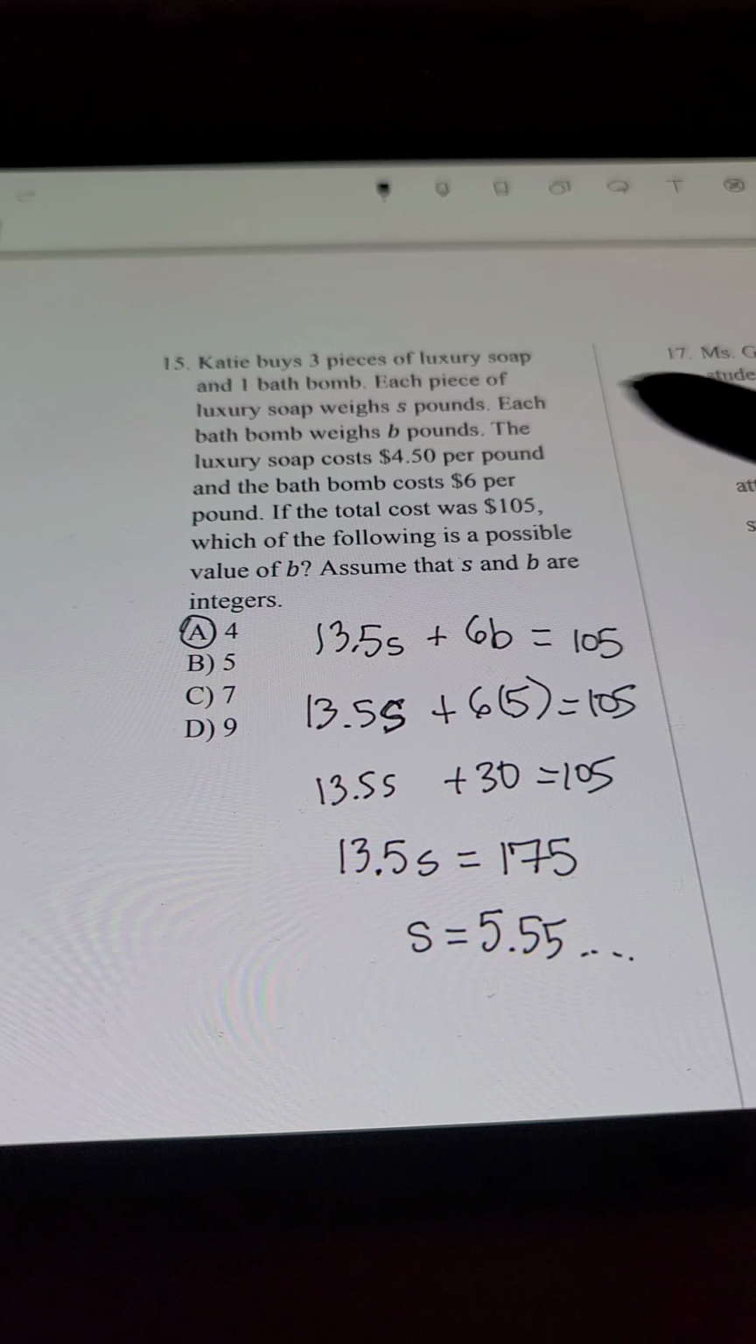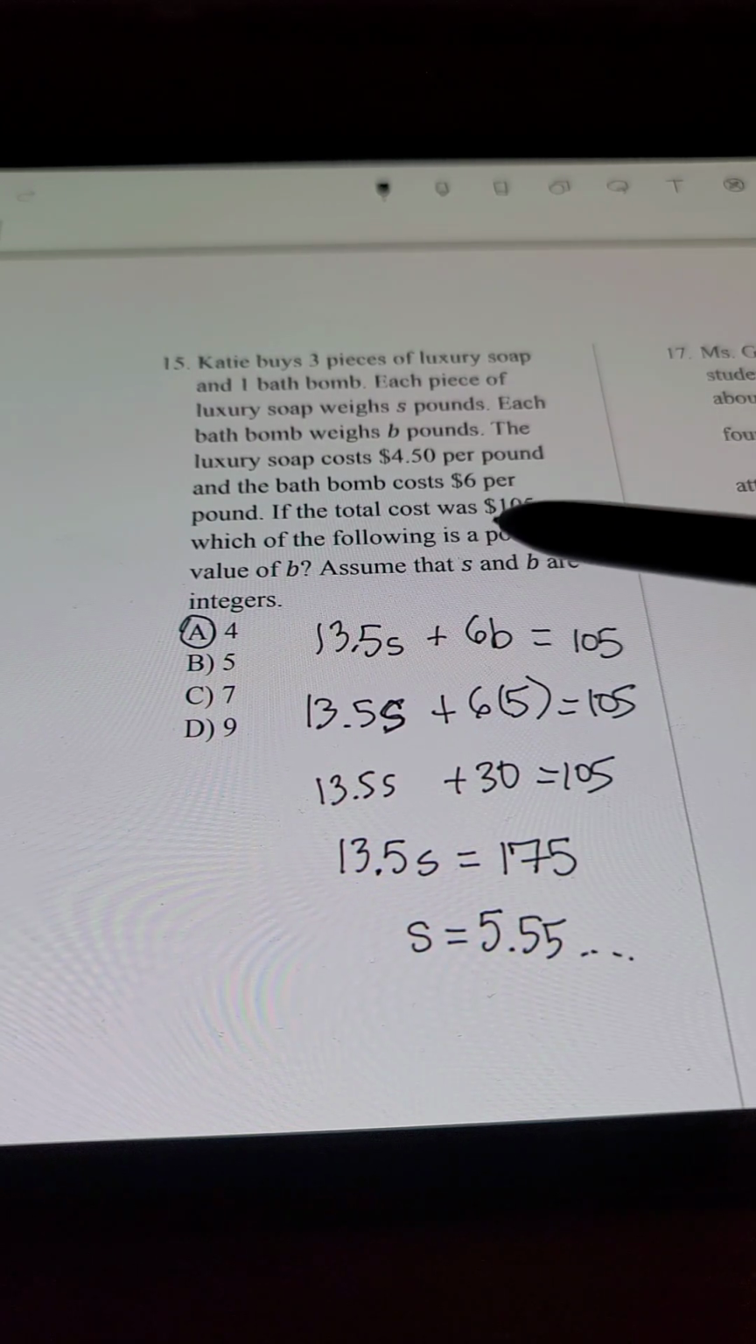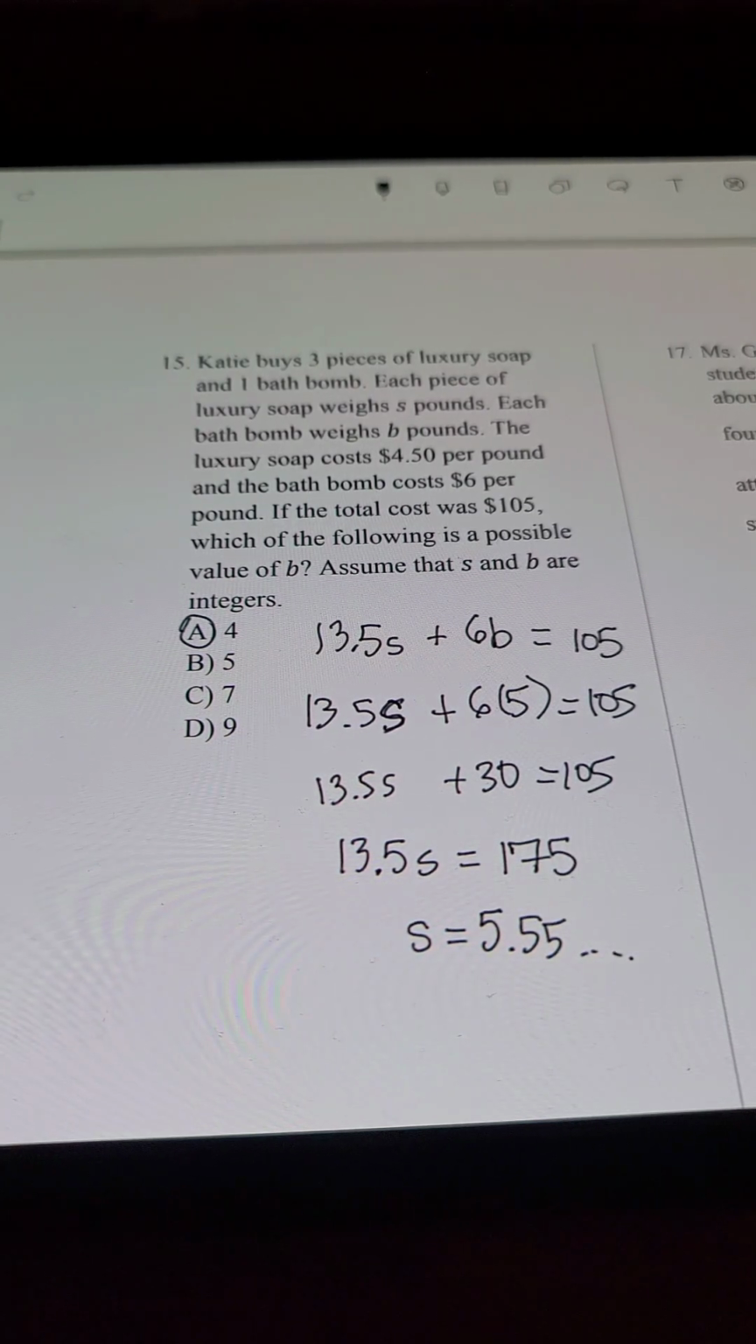5.55, repeating. So that is not an integer. Think of an integer as counting numbers and their opposites, so like 1, 2, 3, 4, 5, 6, 7, 8, and like the negative options. Obviously you can't have a negative amount of bath bombs. So this doesn't work because it includes a decimal or fractional amount, so it's not an integer. And you would see the same thing happen for C and D.